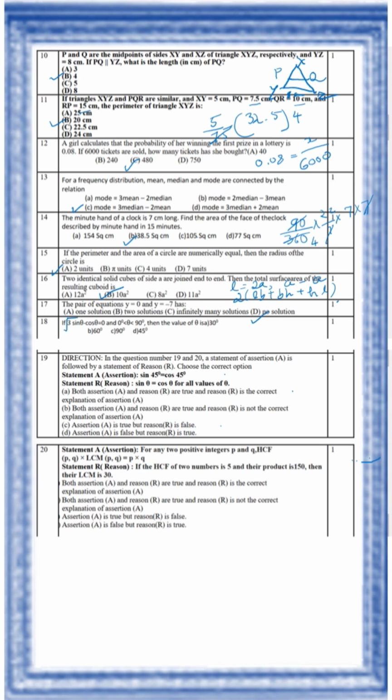Okay. Root 3 sin theta is equal to how much? Cos theta. Transpose. So root 3 is equal to cos theta by sin theta, which is equal to cot theta. If cot theta is equal to root 3, theta is equal to 60 degree. It is 30 degree. Option A is correct.